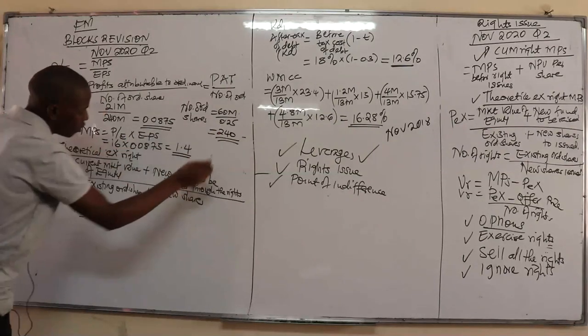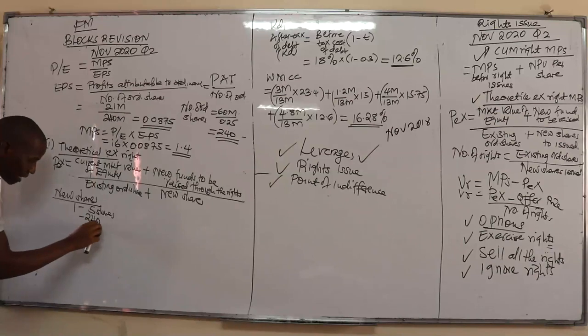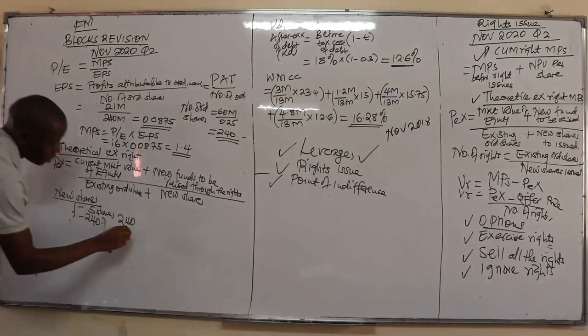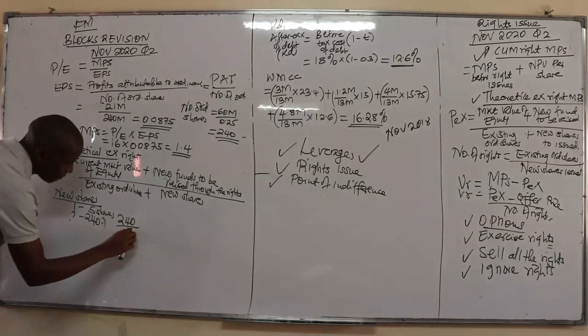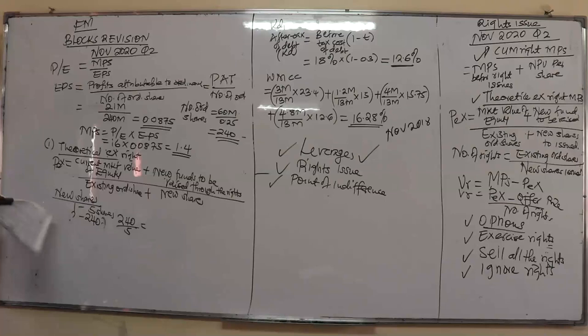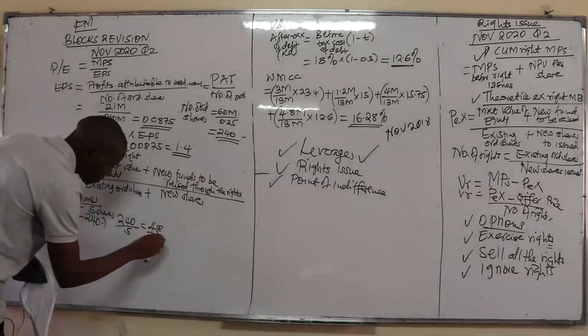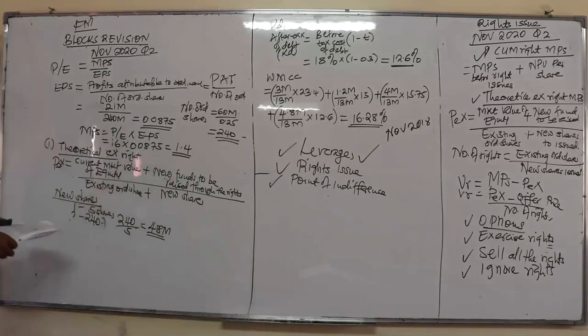It was 240. So the rights issue that is going to be issued will be how much? It will be 240, you divide by 5. In that case, it will be 48. It will be 48 million ordinary shares. These are the new shares to be issued.